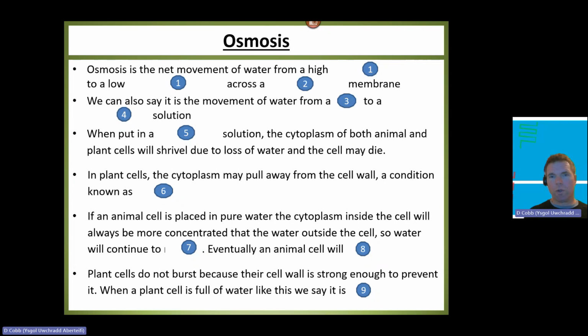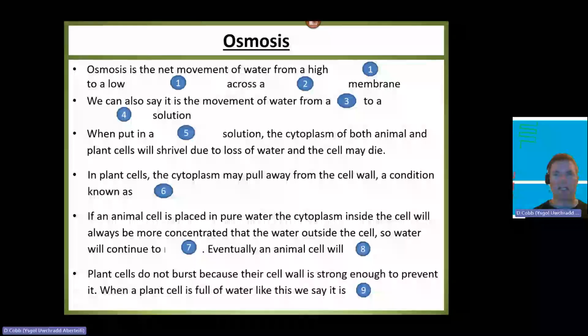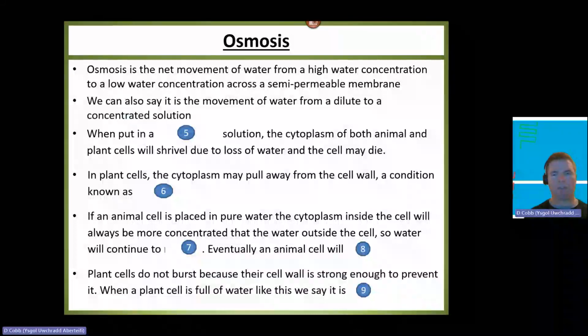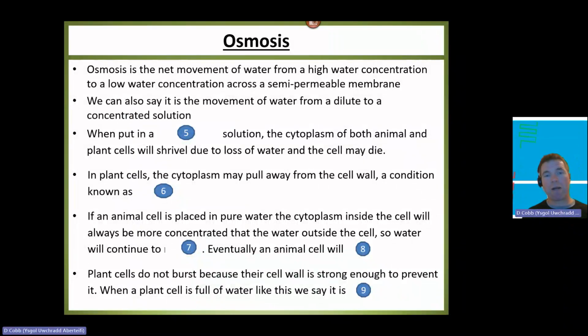Okay, this is all the key information with osmosis here. The net movement of water from a high, well here I've got water concentration, to a low water concentration across a semi-permeable or partially permeable membrane. I don't like that though. I prefer that it's the movement of water from a dilute to a concentrated solution, and you will see me using that throughout now with any past paper questions.